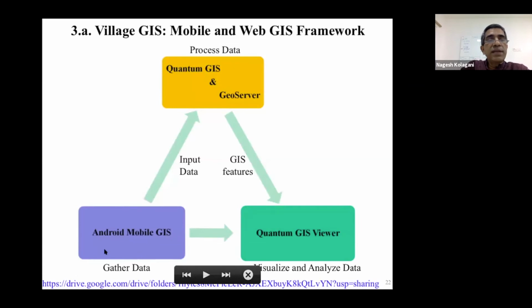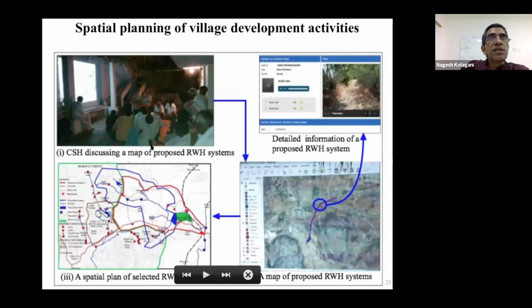So what we have done is, we have put together a mobile app that gathers data. That data, if you have internet, you can upload to a server, and it will process it and dish out maps. Or you can connect it to a local small netbook, which is portable, and people can see those maps. Typically, you need an LCD projector to project. That's what we were using. We bought one LCD projector. So this is the kind of spatial planning of village development activities.